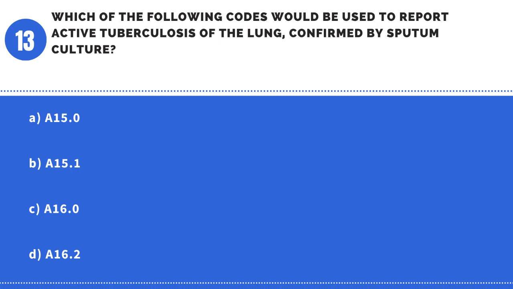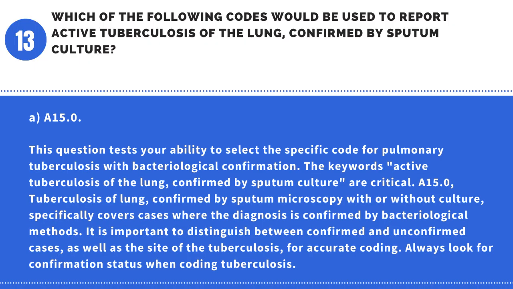Question 13. Which of the following codes would be used to report active tuberculosis of the lung, confirmed by sputum culture? A. A15.0. B. A15.1. C. A16.0. D. A16.2. Answer A.